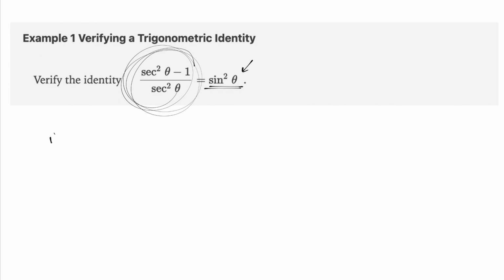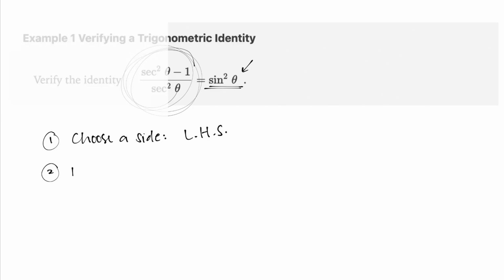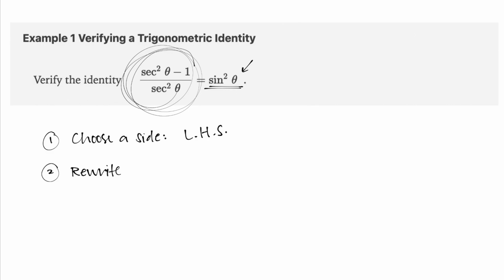So first step is choose a side. And we're choosing the left-hand side this time. So what I'm going to do now is write down my side and start trying to use all the various fundamental trig identities to change things around, swap things out, and change the expression in any way. So rewrite and rearrange is what I'm going to call this step. So we are going to rewrite and rearrange the left-hand side of this equation. So that's going to be secant squared theta minus 1 over secant squared theta.